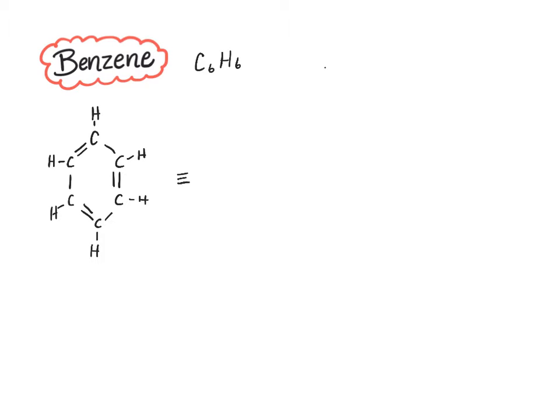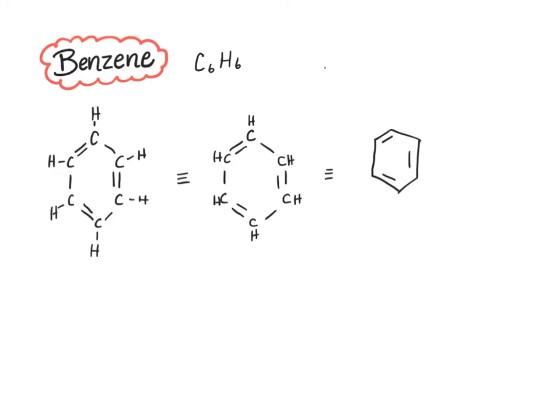So we can write this a little bit more cleanly as a condensed structural diagram, and then we'll do a line diagram. And then finally, we can represent this cleanly and the most common way in a line diagram. It's common to represent benzene in a couple different ways.